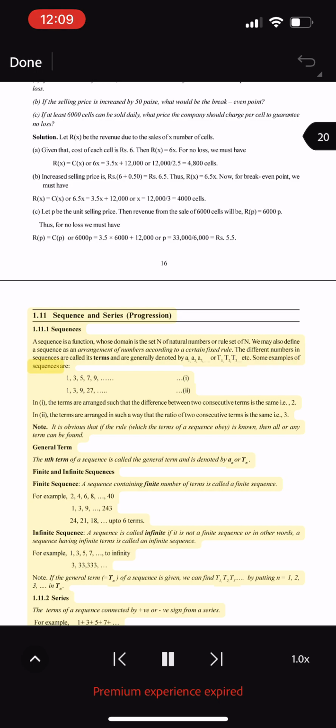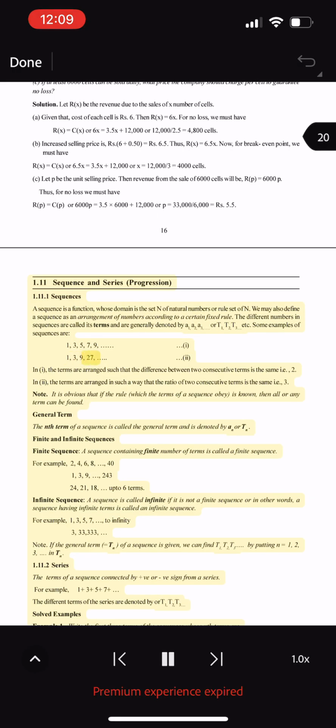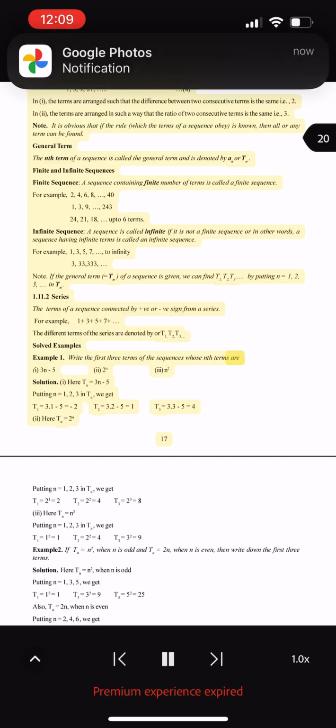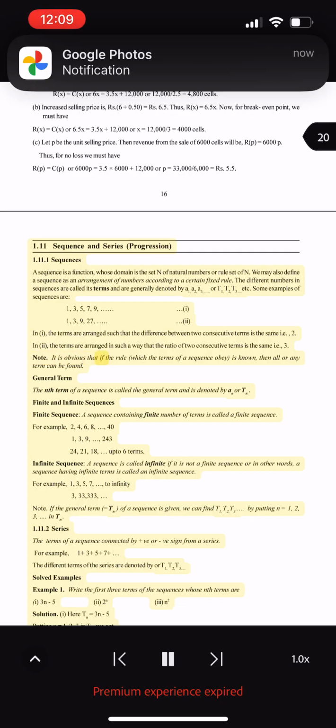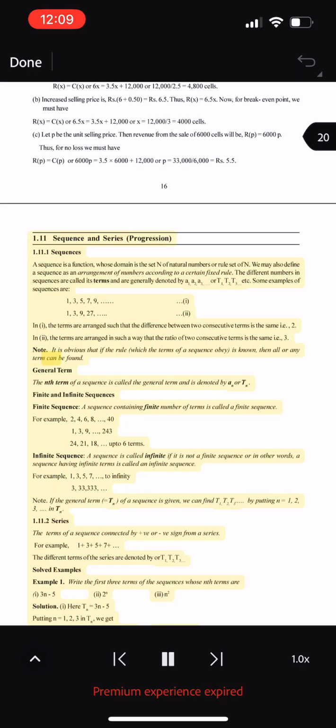Some examples of sequences are 1, 3, 5, 7, 9; 1, 3, 9, 27; 2, 4, 6. In the first, the terms are arranged such that the difference between two consecutive terms is the same, i.e., 2. In the second, the terms are arranged in such a way that the ratio of two consecutive terms is the same, i.e., 3. Note: it is obvious that if the rule which the terms of a sequence obey is known, then all or any term can be found.